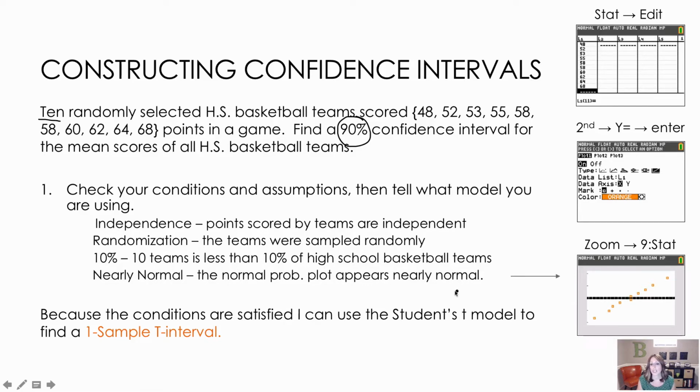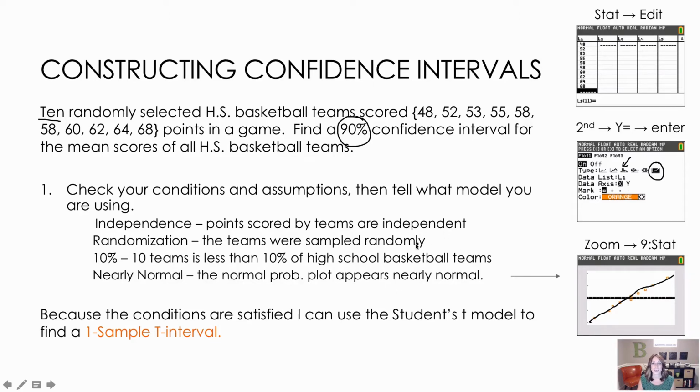Nearly normal condition: notice what I've done is I've taken all of these values and plugged them into my L1, and then I went to second Y equals, which is the stat plot, and notice I'm choosing this last one. That's our normal probability plot. If you don't like the normal probability plot and you want to make a histogram, of course you would choose this one instead. I like the plot, and what I'm looking for is a nice straight line, and that's what I have, so it's okay. The normal probability plot appears nearly normal.